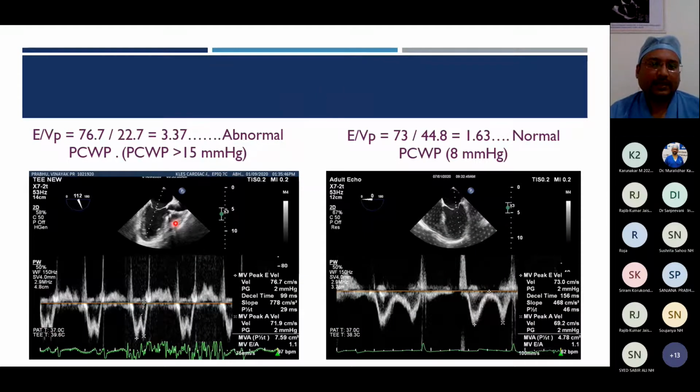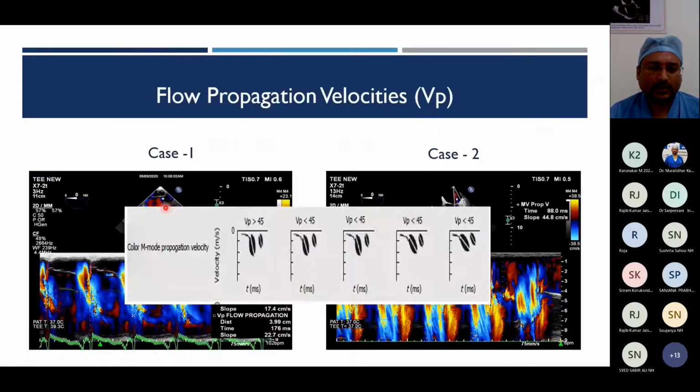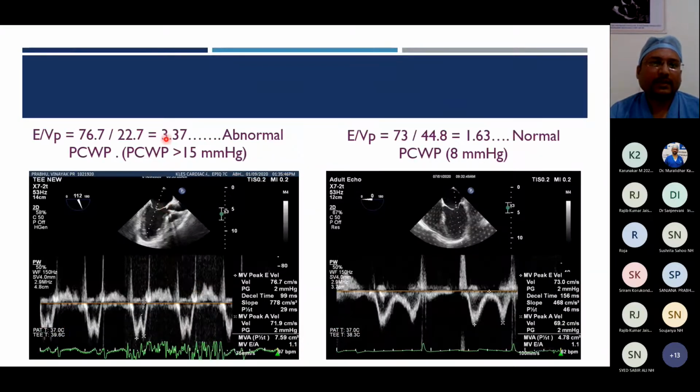So in this image, we have calculated E by VP. For this patient, E is 76.7 and VP is 22.7. The ratio comes as 3.37, which is more than 2.5. So roughly this patient's PCWP is more than 15 millimeters of mercury. While in the second patient, case 2, which is a normal diastolic function, the ratio is 1.63, and so PCWP will be less than 15. And if we compare it with a ratio of 2, it becomes around 8 to 10 millimeters of mercury.